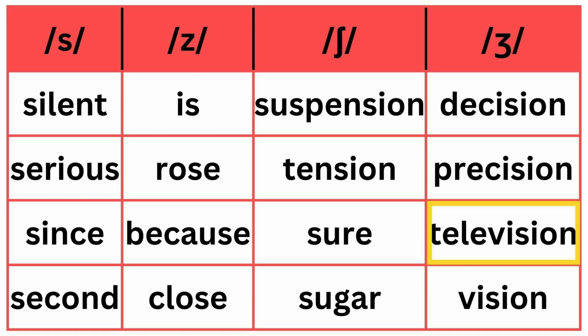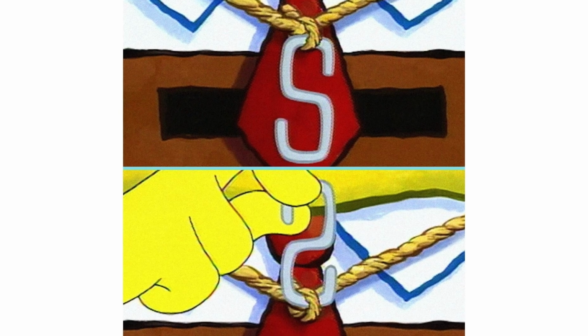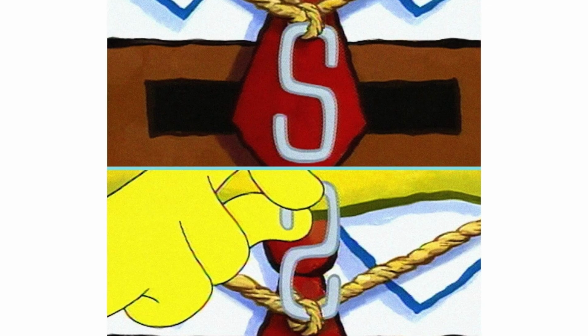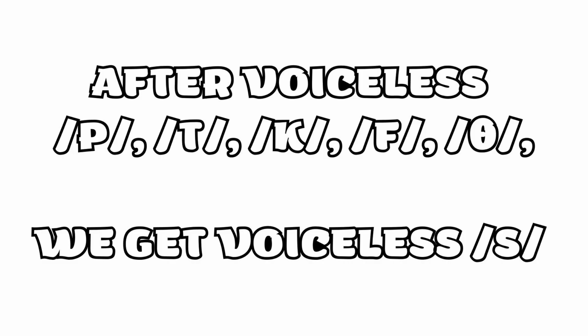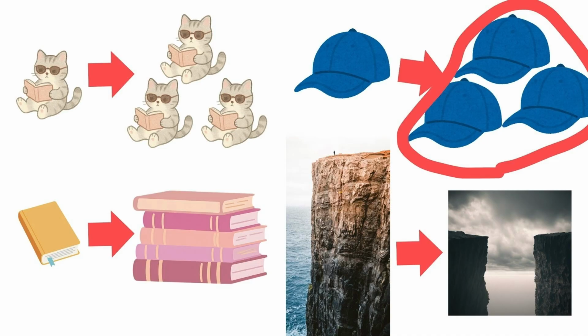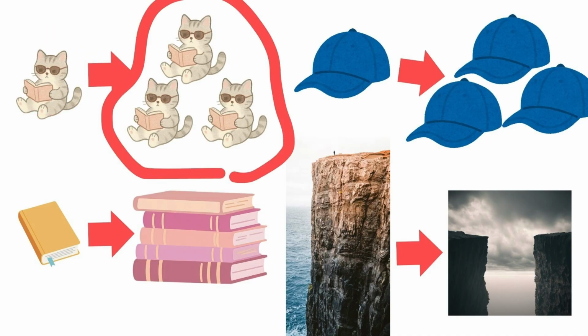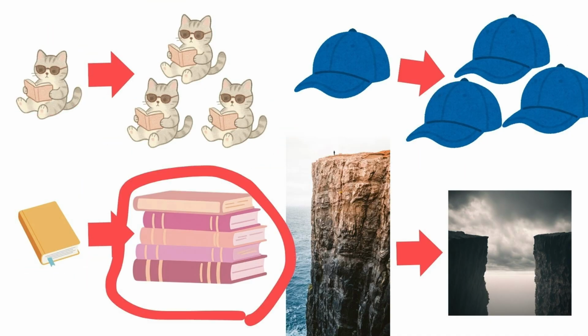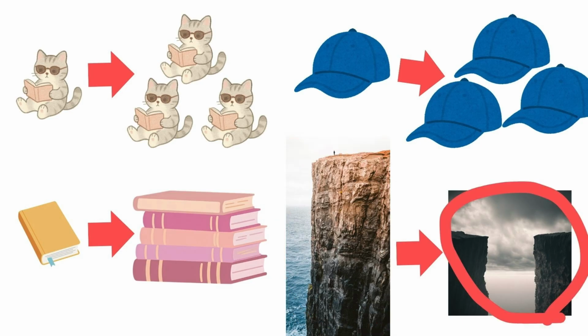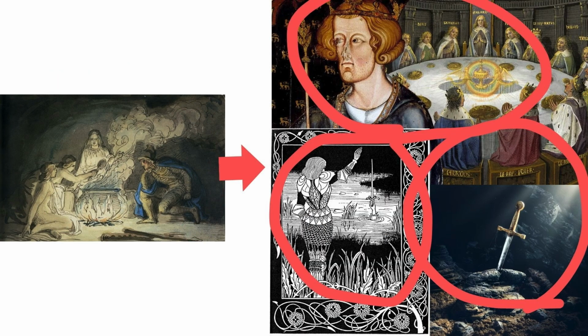Also, you must get acquainted with one of the most consistent rules of pronunciation regarding final S. So memorize: after voiceless p, t, k, f, th, we get the voiceless s sound. So cap, caps, cat, cats, book, books, cliff, cliffs, myth, myths.